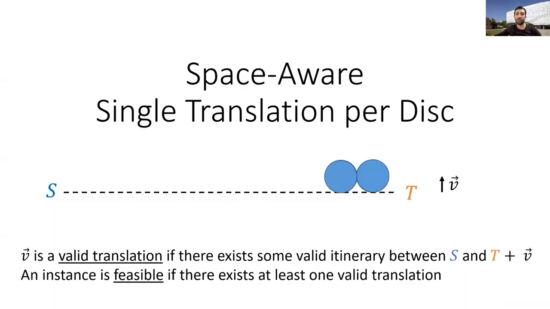An instance to our space-aware reconfiguration problem is feasible only if such a valid translation V exists. Note that the translation V is indifferent to the single translation that each disk performs as part of an itinerary. The instance of the problem is feasible because we can find a valid translation V, as we just saw.